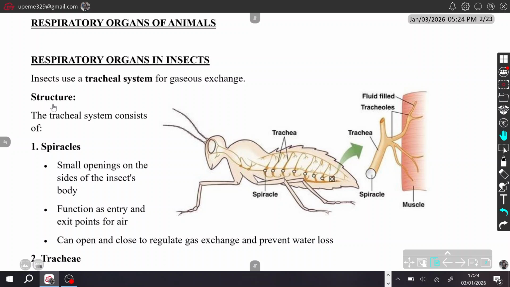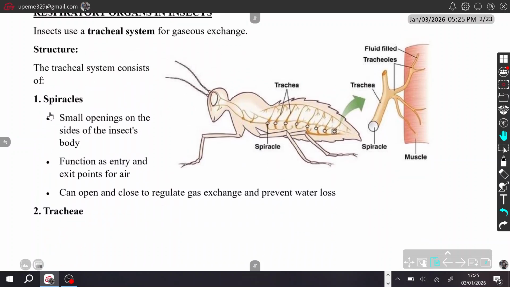We are saying insects use a tracheal system for gaseous exchange. The one insects use as a respiratory system is the tracheal system. Now, what is the structure of this tracheal system? The tracheal system consists of, number one, spiracles. What are they? These are small openings on the sides of the insect's body. So here is an example of an insect.